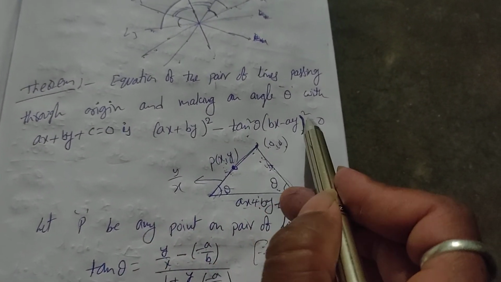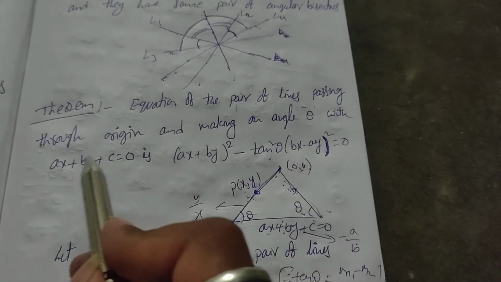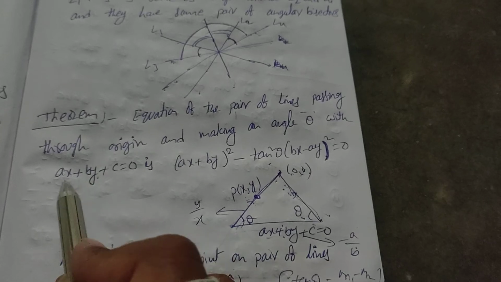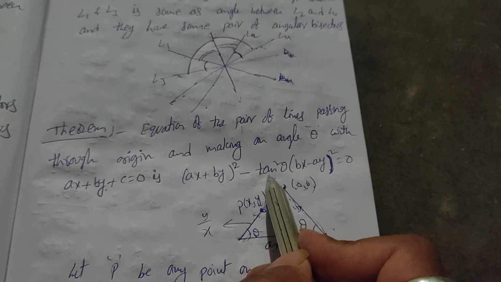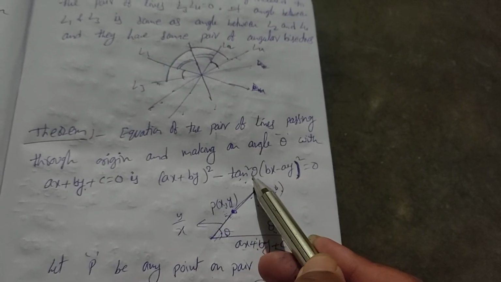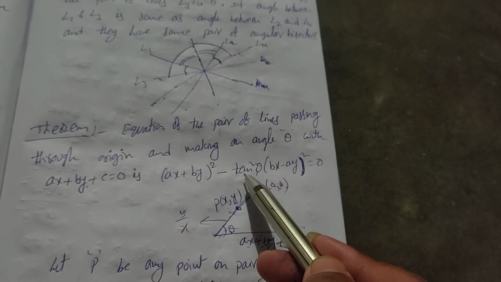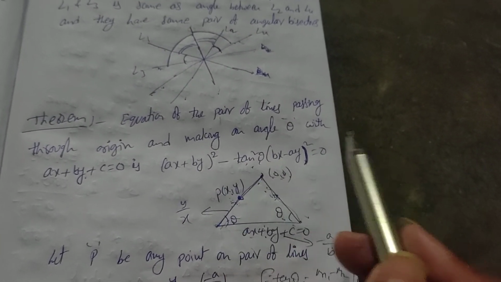Okay, so if you get it in this form, (ax plus by) whole square minus tan square theta into (bx minus ay) whole square is equal to 0, this will form by interchanging ax plus by and bx minus ay. Just to understand, if tan square theta is equal to 3, it is an equilateral triangle. Tan square theta equal to 1, it is a right angle isosceles triangle. Other than 3 and 1, if you get any other number, then it is just an isosceles triangle.